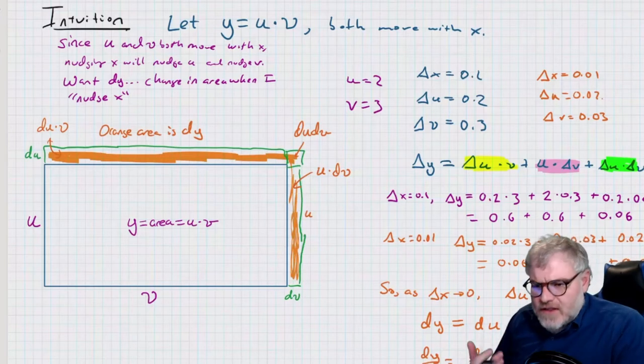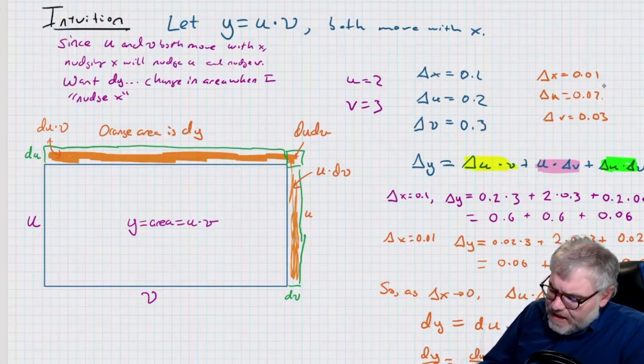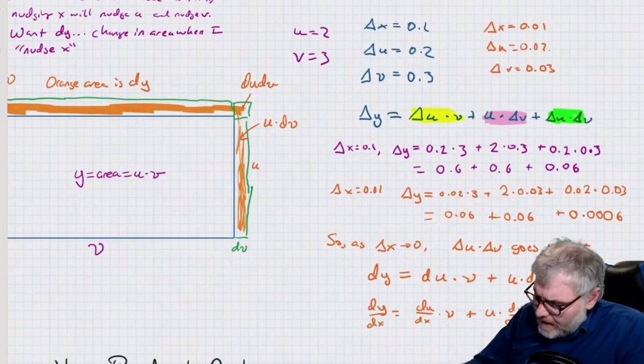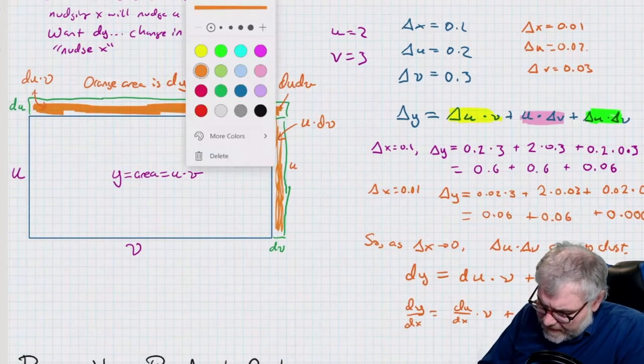Now let's look at what happens. Let's say u equals 2, v equals 3, and I'm going to nudge x by 0.1. So I end up nudging u a little bit, and I end up nudging v. Likewise, when I nudge x by 0.01, a slightly smaller nudge, I'm going to get a change in u of this and a change in v of that. So this is my total change in area here. I've got the change in uv. Let me go ahead and do that here.